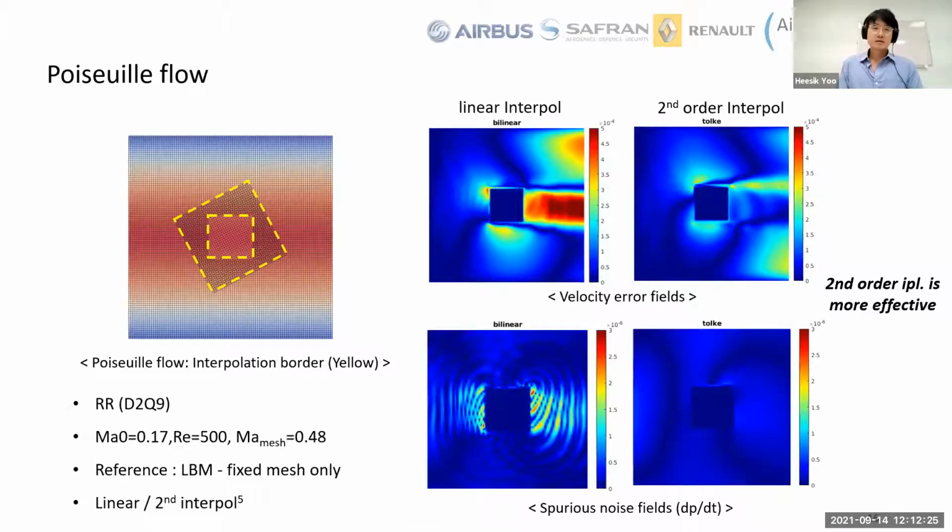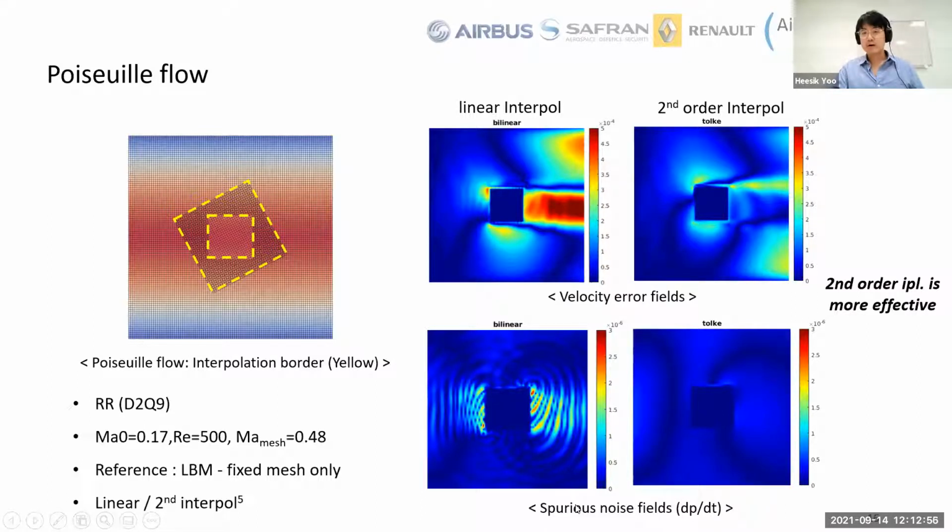So the next test case is Poiseuille flow, and with this test case, I want to show you the effect of the interpolation order. Here the interpolation happens at the border, between the outer boundary of the rotating mesh and the inner border of the fixed mesh. And as you can see, when I increase the interpolation order from linear to second order, the error of the velocity field is reduced.